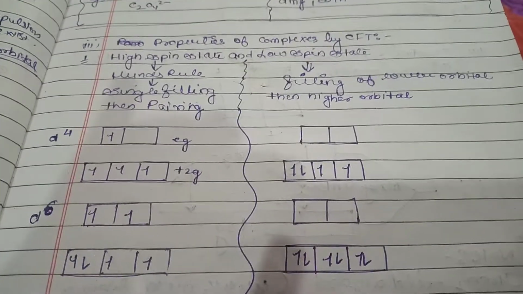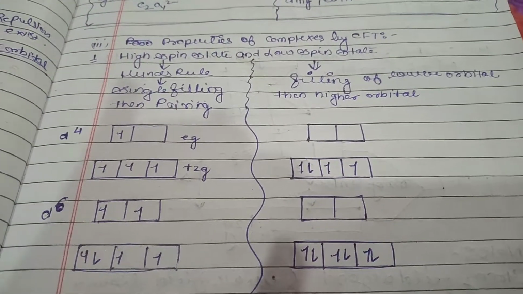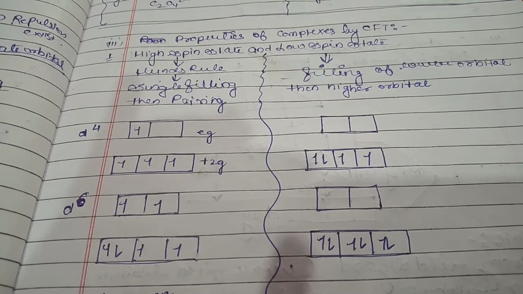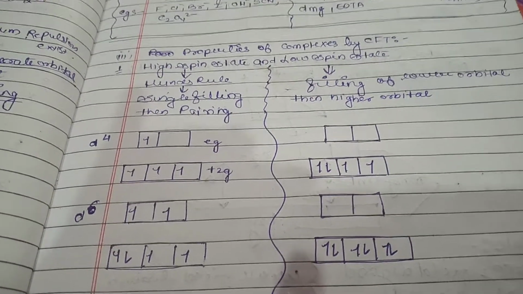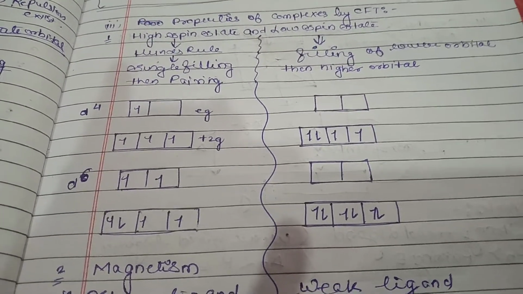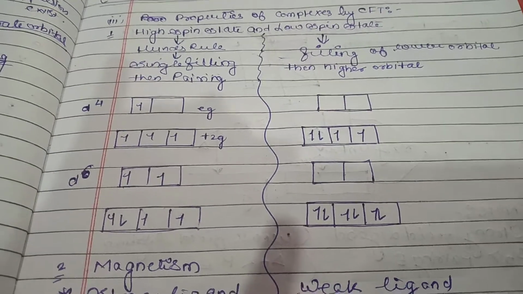Good morning, class. In the second episode of CFT, we are going to deal with the properties of complexes by CFT. In these properties, we have to discuss three main properties: number one, high spin state and low spin state; number two is magnetism; and number three is the color of the complex.